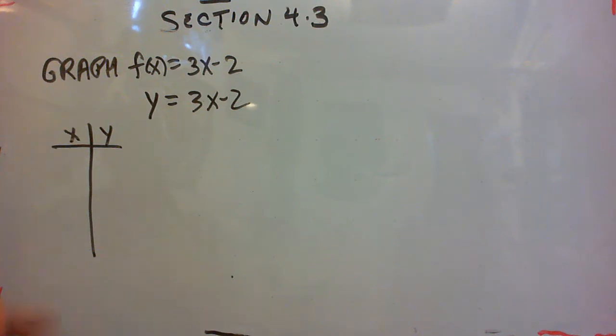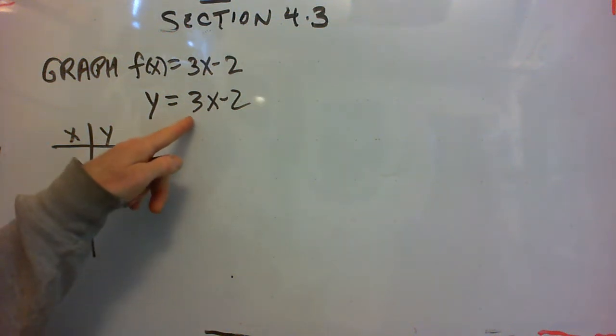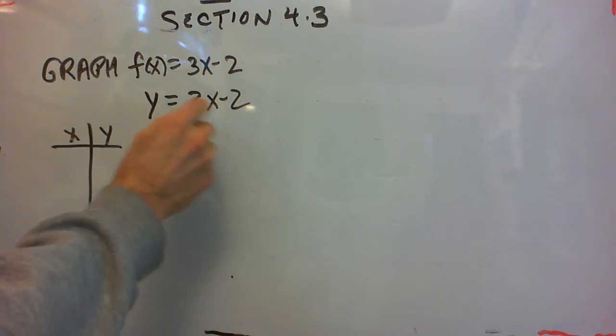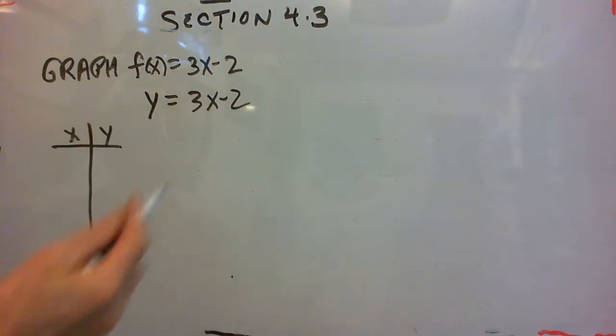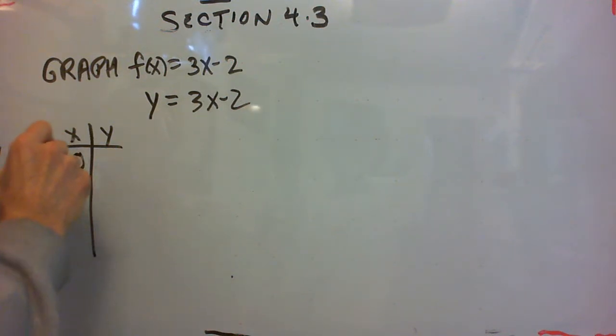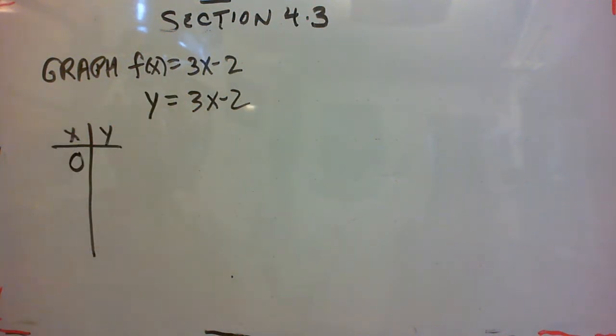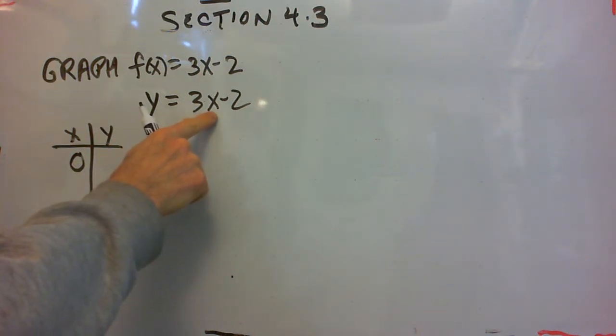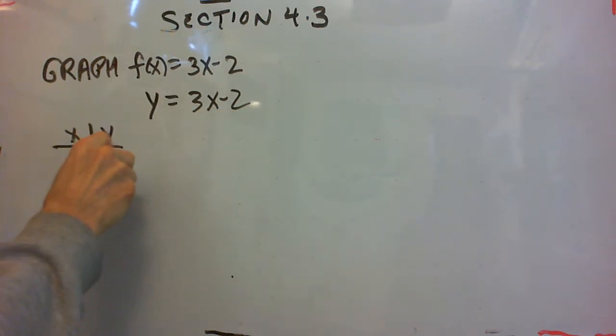And we can set up a little table first. This is sort of like what we did in 4.1. To graph this linear function, we only need 2 points. But we can get a third point as a check to make sure they all line up. So you pick easy values of x. You can pick any x you want. 0 is usually a nice, easy x value. When x is 0, 3 times 0 minus 2 is negative 2.